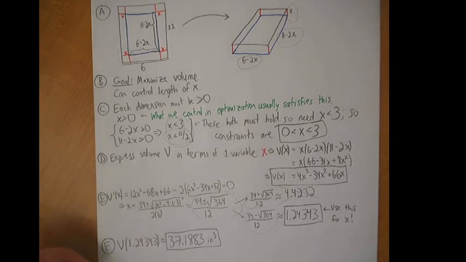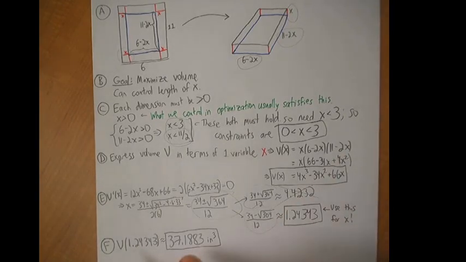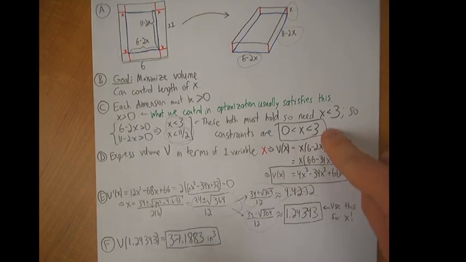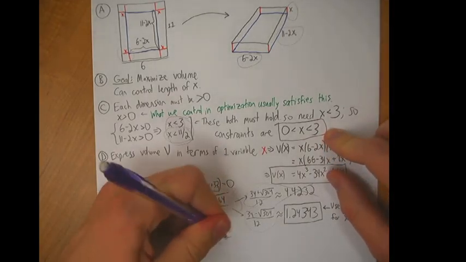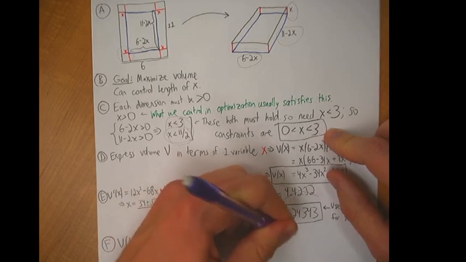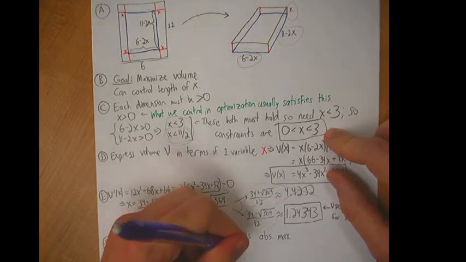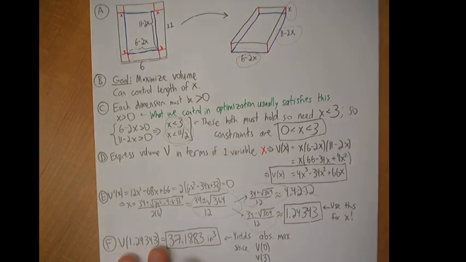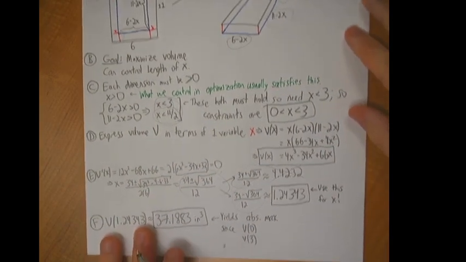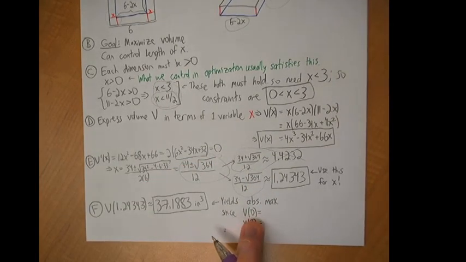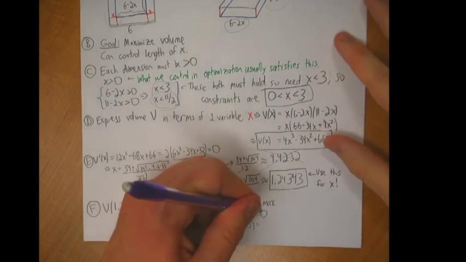Now, even though this is the desired one, what we should notice here is that this actually does give you the absolute maximum based off of our domain, since if we look at V of 0 and V of 3, these two values, well, V of 0 is pretty easily just big fat 0, right? And then what about V of 3?